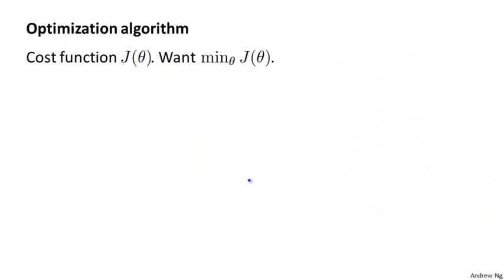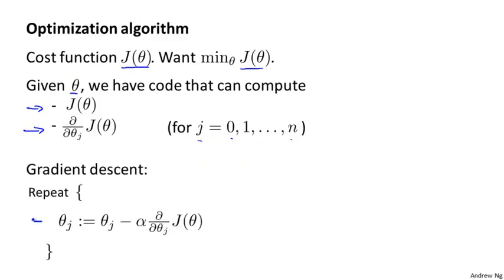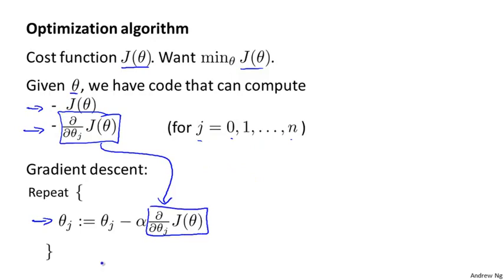Here's an alternative view of what gradient descent is doing. We have some cost function J, and we want to minimize it. So what we need to do is write code that can take as input the parameters theta, and that can compute two things: J of theta and these partial derivative terms for j equals 0, 1, up to n. Given code that can do these two things, what gradient descent does is it repeatedly performs the following update, right? So given the code that we wrote to compute these partial derivatives, gradient descent plugs it in here and uses that to update our parameters theta.